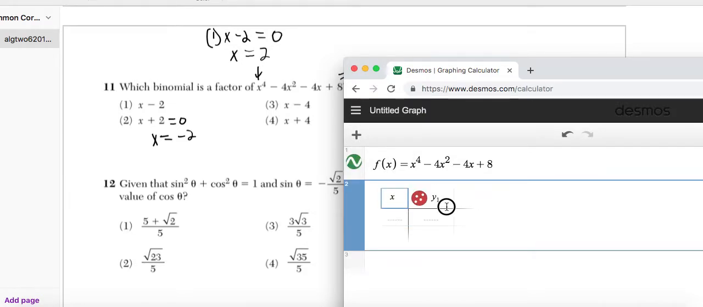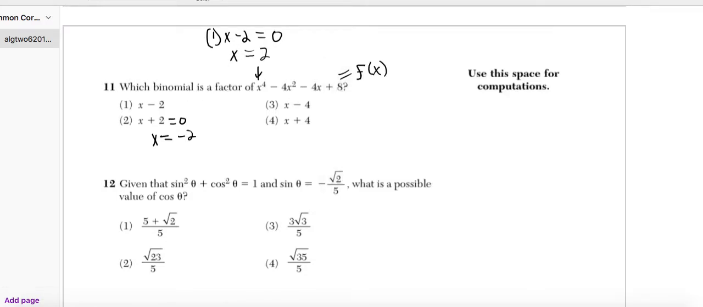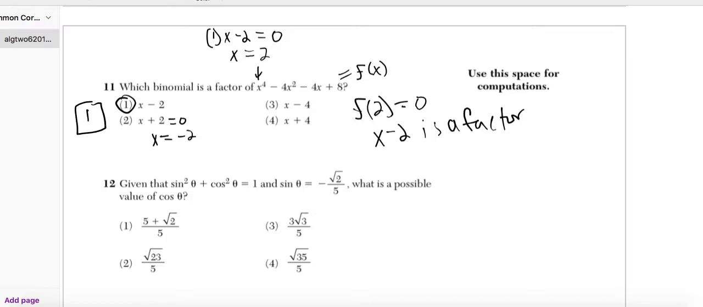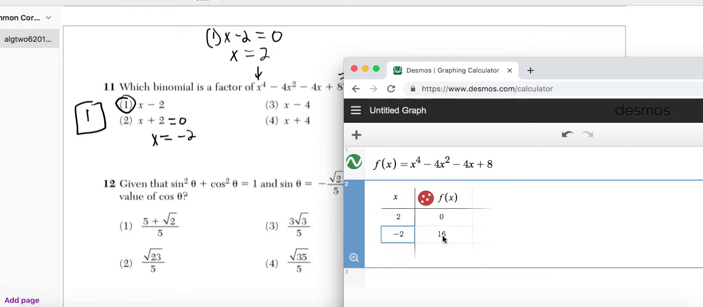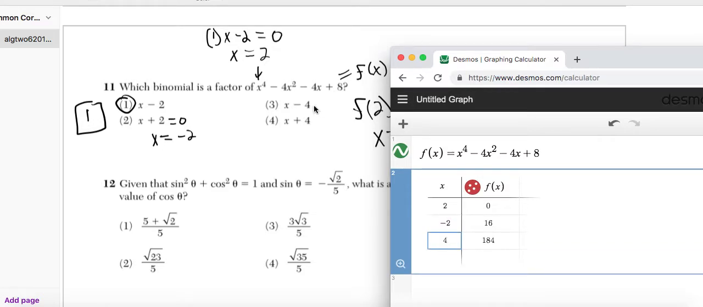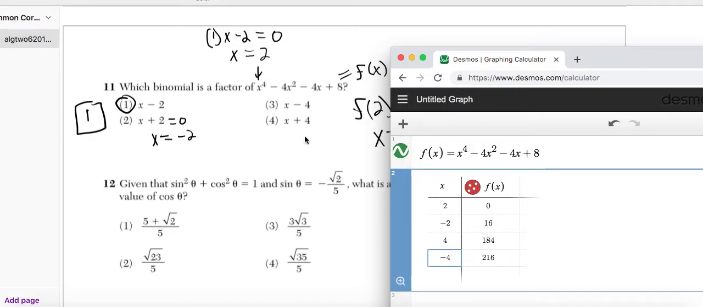So we have x and f of x, right? If x minus 2 is a factor, then 2 should give me 0, which it did. When x is 2, I got 0. So since f of 2 equals 0, then x minus 2 is a factor. And we already got the answer. The remainder when I divide by x minus 2 will be 0. If I look at negative 2 now, I get a remainder of 16. So x plus 2 is not a factor. If I look at 4, I get 184. So x minus 4 is not a factor. And for negative 4, I get 216. So x plus 4 is not a factor, right?